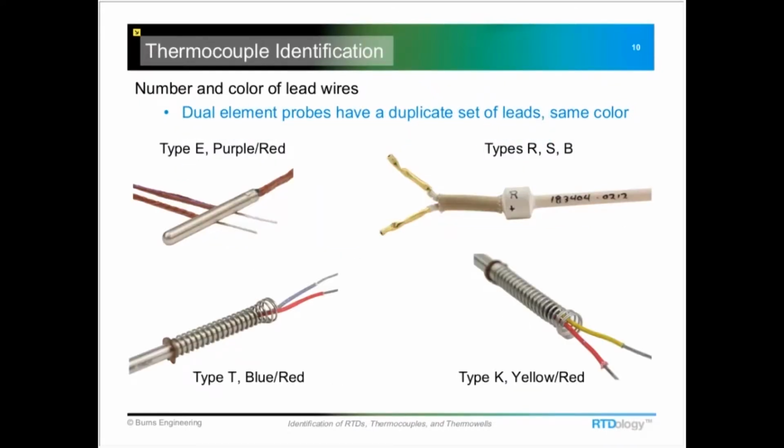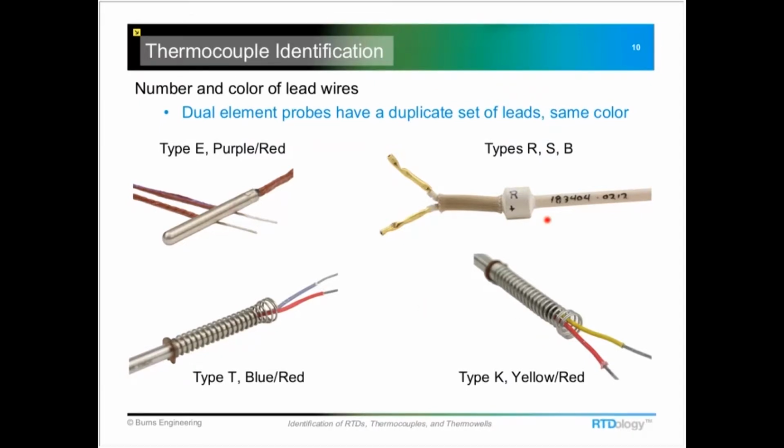Now, thermocouples, on the other hand, are going to be just a little bit different. There's just 2 wires per sensing element, and these are also color-coded based on a couple of standards. For example, this type K thermocouple has a yellow lead and a red lead. If this were a dual, it would just have another set of leads that would be red and yellow. The colors are not different between a single and a dual like they are with an RTD.